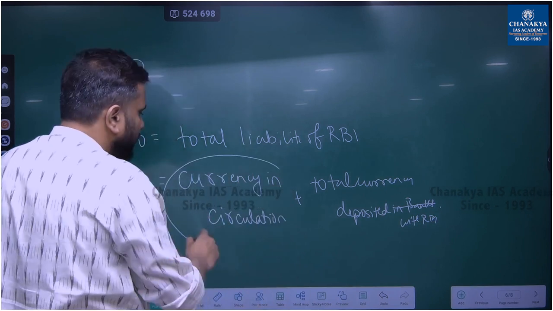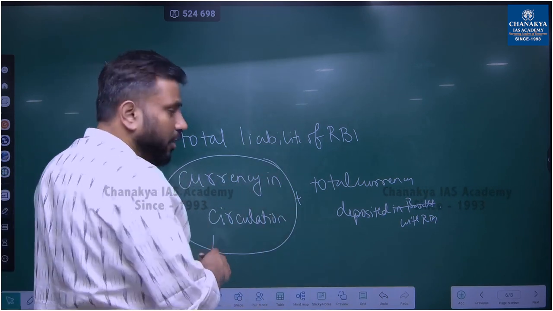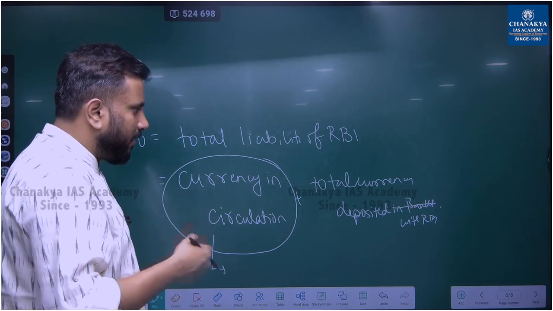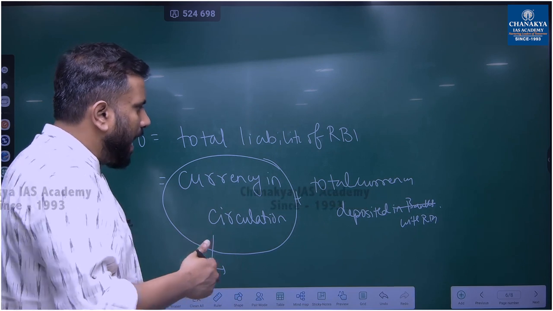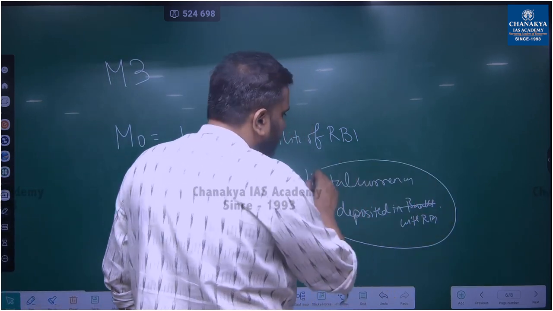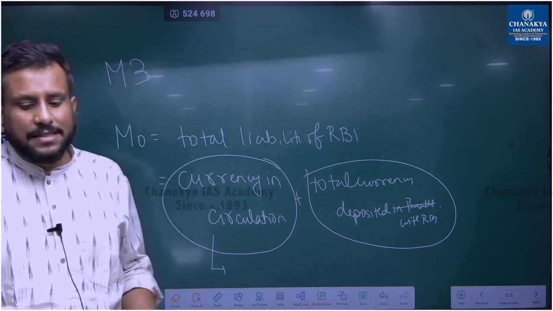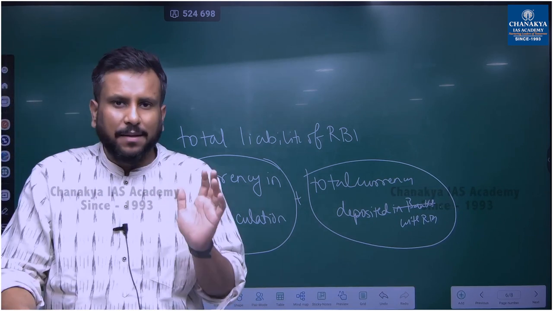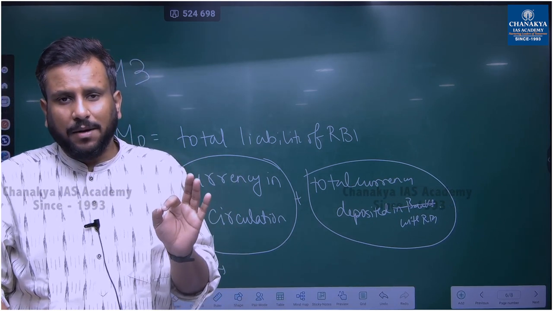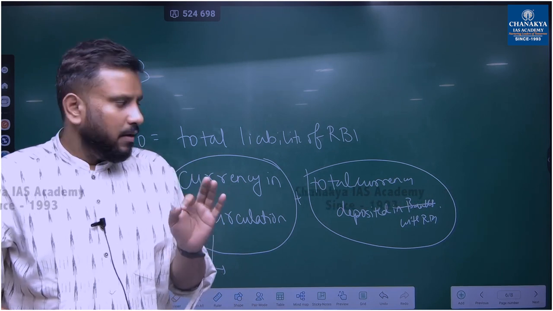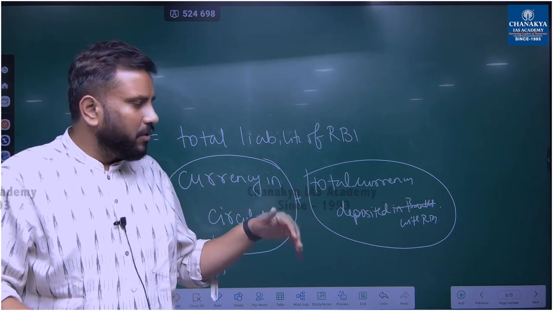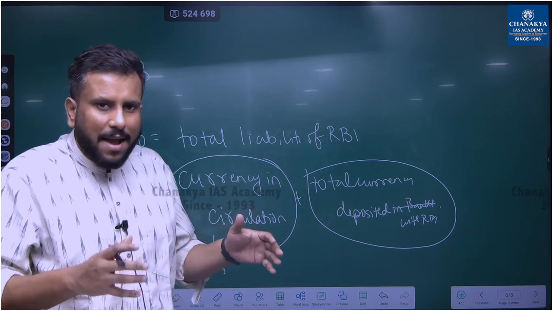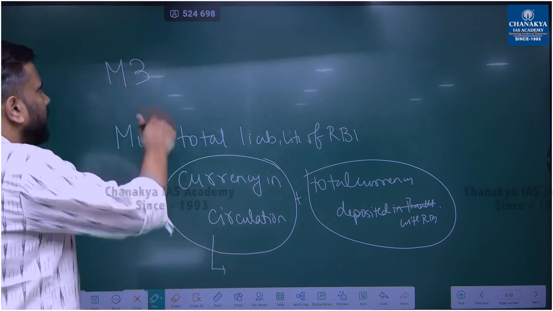So currency in circulation, what does currency in circulation mean? It is basically the total amount of currency which is with the public. Okay, the hard cash. Hota hai na ki we have some amount of currency. And this is the total currency which is deposited in the RBI. How much currency is deposited with the RBI? So currency in circulation is equal to कितना करेंसी हमारे पास है, फिजिकल करेंसी, हार्ड करेंसी जो हमारे पास है, है ना, and then this is the total currency which is deposited with the RBI. So this is basically the liability of the RBI.